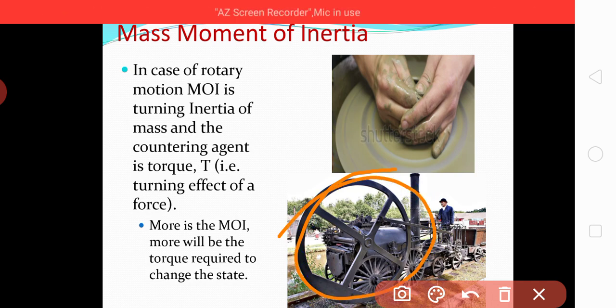The tendency of this wheel is to maintain the rotation when there is no driving force. For example, in the next lecture we will be dealing with the IC engine, the flywheels, and 5 to 6 more real life examples. So I am leaving it here only for the next lecture.